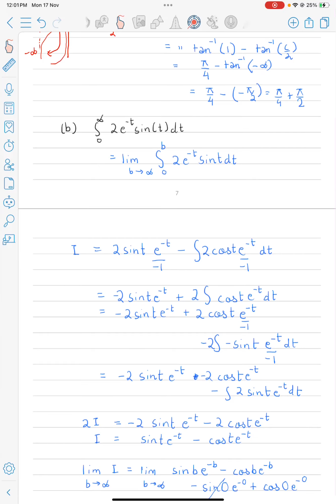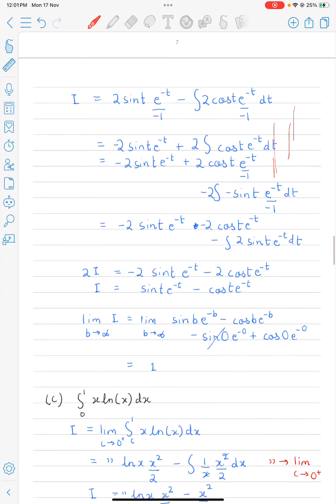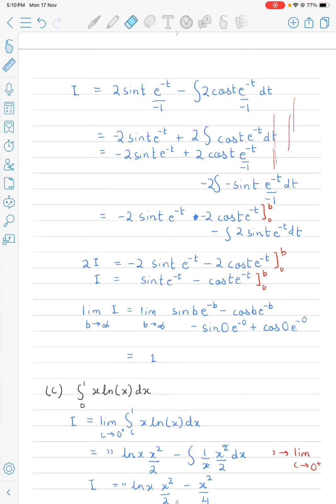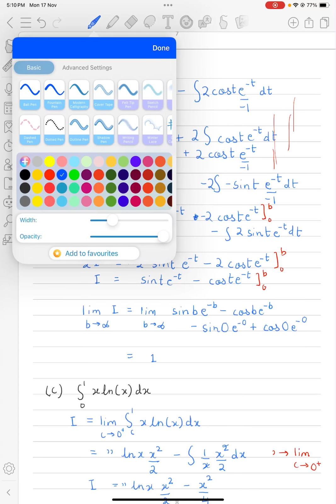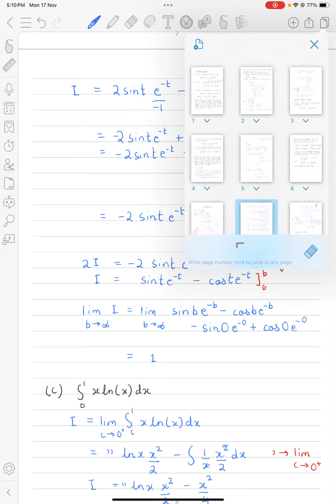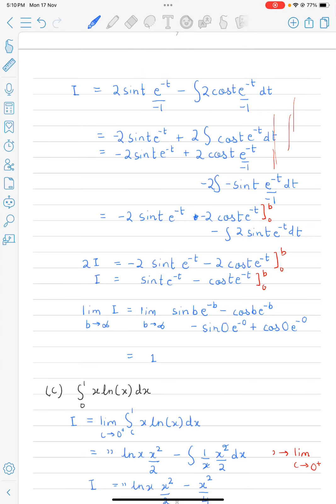I think I should have mentioned this. Oh, sorry. Yeah, this one, this 0 to b. I think this one needs a little more explanation. Okay. See, I need some space.